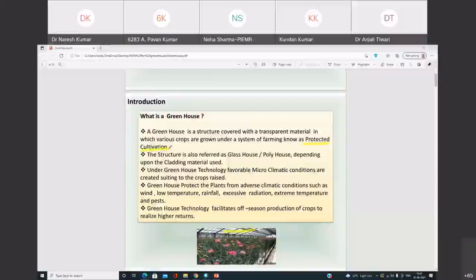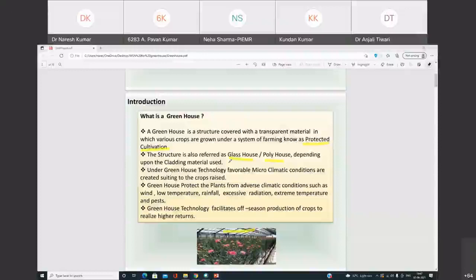The structure is also referred to as a glass house or a poly house, depending upon the cladding material that we are going to use. There are many materials according to the crop we are going to use. These cladding materials are chosen according to the time duration, whether we want 5 years, 10 years, 15 years or more. So the farmer must be sure what he wants to cultivate and how long he will continue cultivating the same, and then these poly houses are selected.